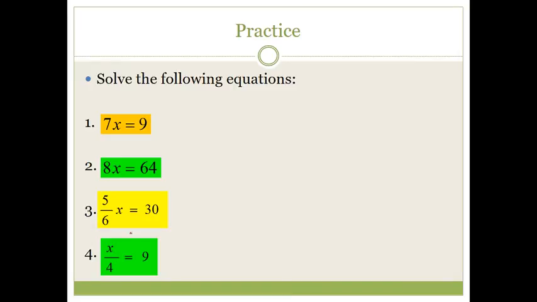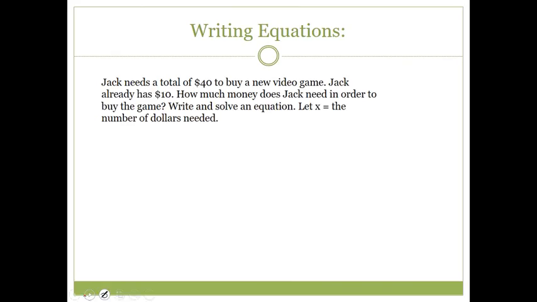So take a moment and solve the following equations. Alright, so let's consider the first equation. 7x equals 9. That means 7 multiplied by some number is 9. So how are we going to figure out what the x is? Whoops, let me go backwards.